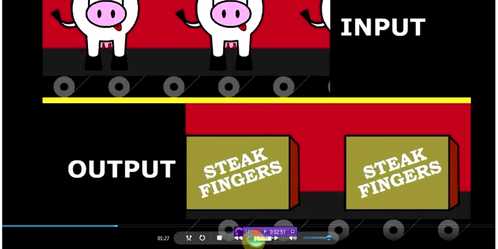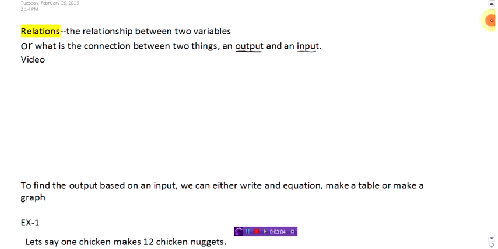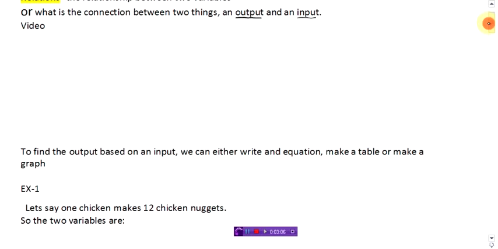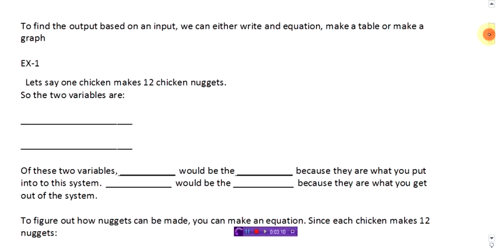Okay, you get the idea. Input, output. In this case, we have cows being the input, the output, steak fingers. And in the example that they showed you before, we have the little chickens going to the slaughterhouse, and you saw what happened. The little chickens turned into nuggets.